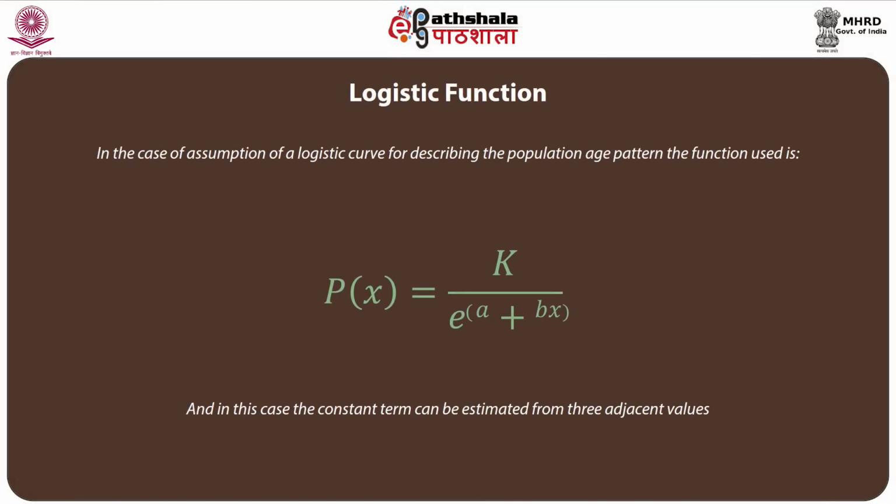As we have pointed out, it will also use a logistic function, and the logistic function is known as Px equal to k divided by e raised to a plus bx, which is the normal logistic function used for the adjustment. And in this case, the constant terms can be estimated from 3 adjacent values available in the population figures.